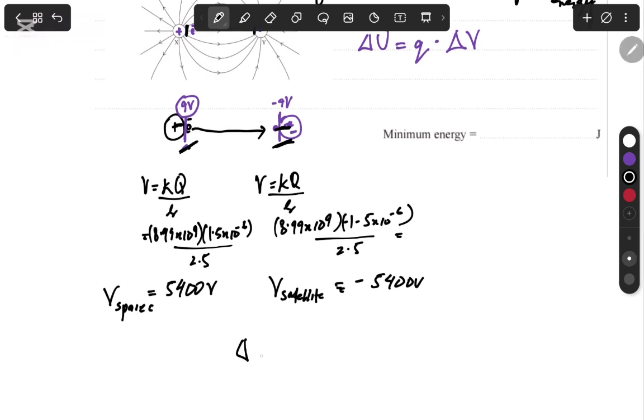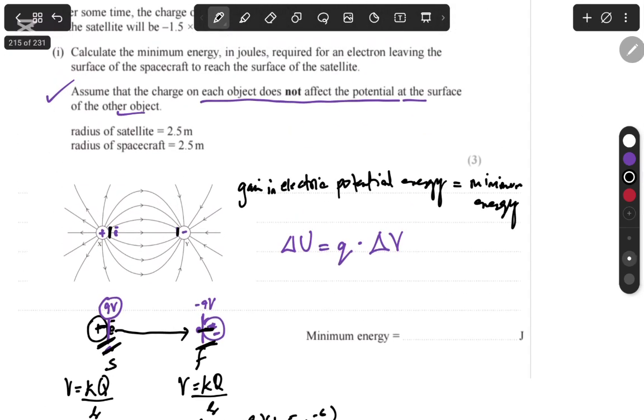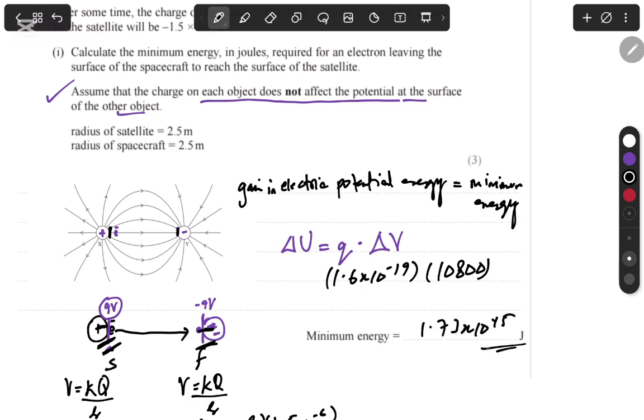Now we find the change in the potential. We're going to start here. So this is the starting position and this is the final position. So final minus initial: minus 5,400 volts minus 5,400. That's going to give me minus 10,800 volts. I can just ignore the minus sign, so it's going to be 10,800 volts. And then I can just plug it in here. So 1.6 times 10 to the power of minus 19 times 10,800. That's going to give me 1.73 times 10 to the power of minus 15 joules.